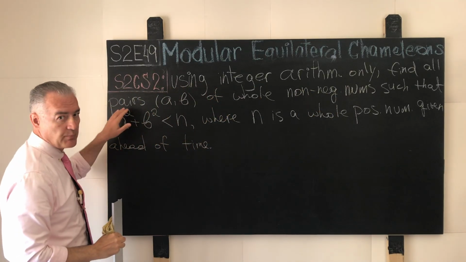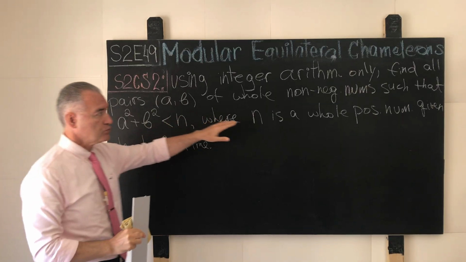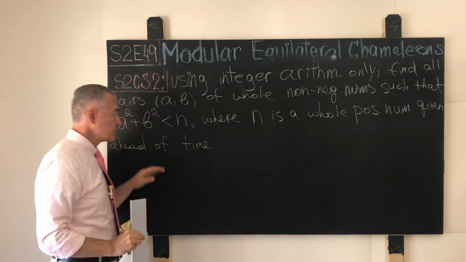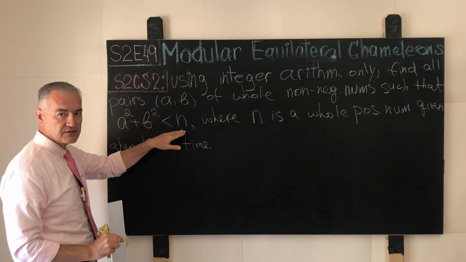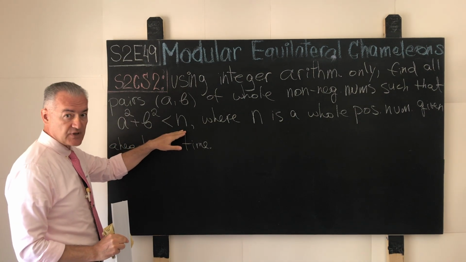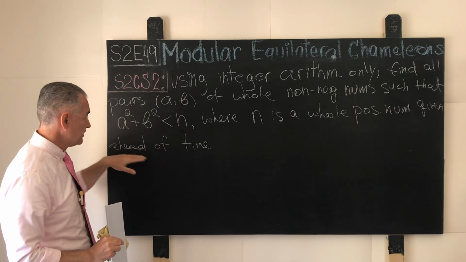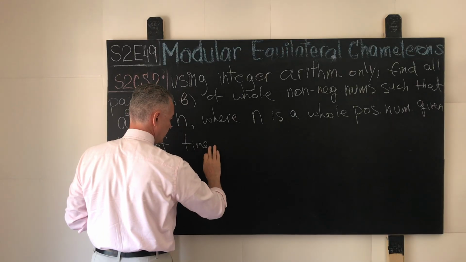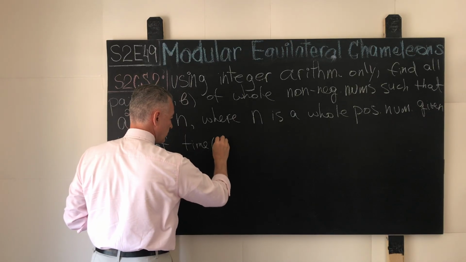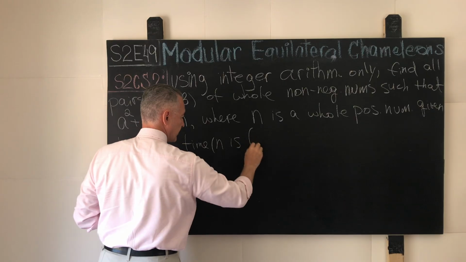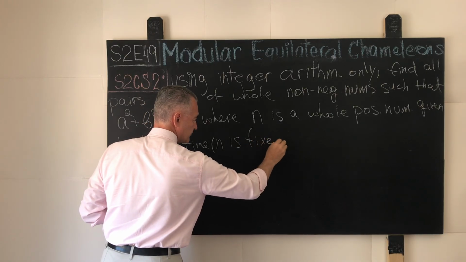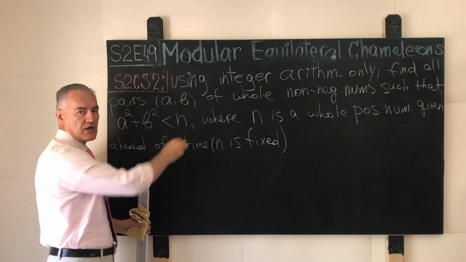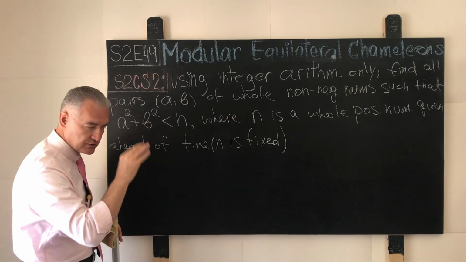Find all the pairs A, B of whole non-negative numbers such that the sum of squares of these numbers is less than a whole positive number that is fixed, and it is given ahead of time. Let me probably write it down here. The number N is fixed, N is fixed ahead of time. So on the input, your algorithm will be given, say, 7,359. Boom, ready, set, go.